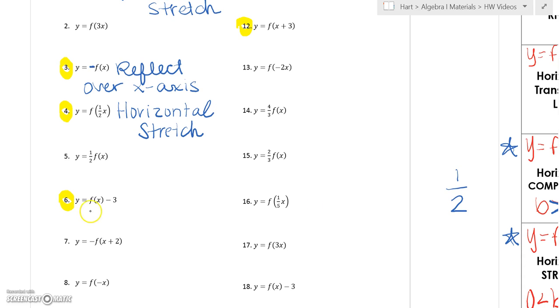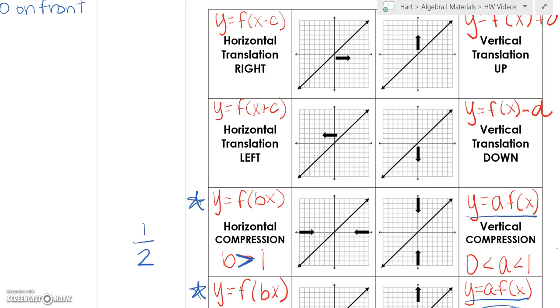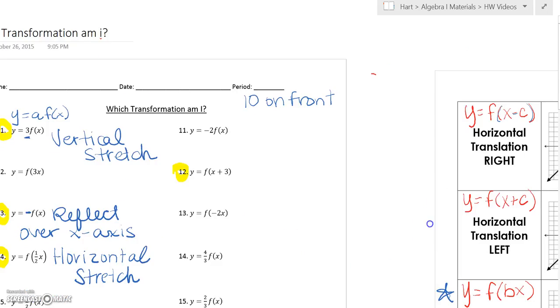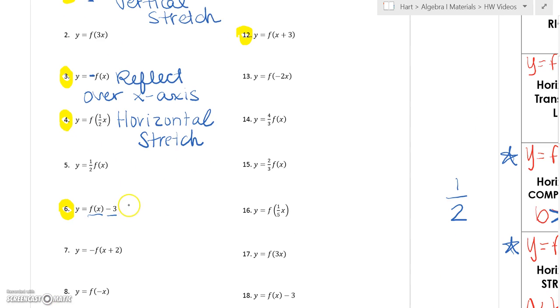Okay, on number 6 we have f of x minus a number. So at your foldable, we're looking for f of x minus a number. The number has to be on the outside of the parentheses. So it can't be this one because it's minus c, but it's inside the parentheses. Over here, it's outside. So we're going to have a translation down. So we're going to write down that it's going to shift down 3 units. We know it's 3 because it says minus 3.